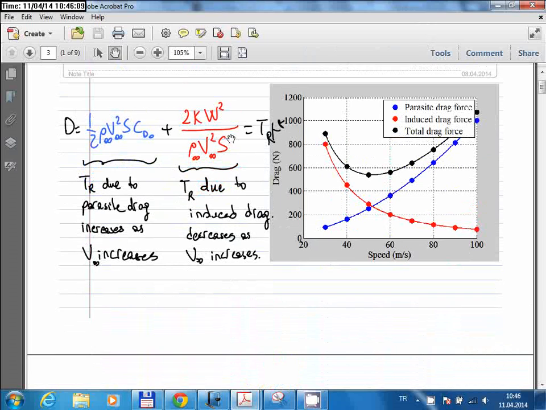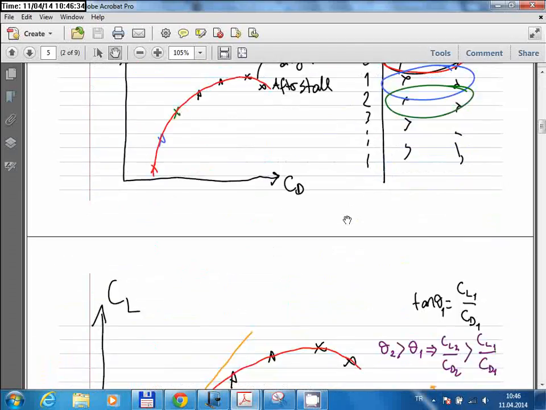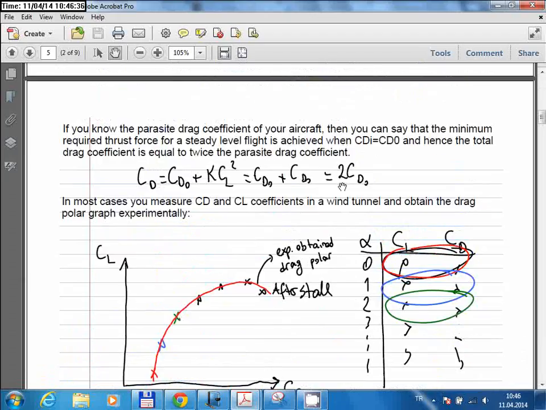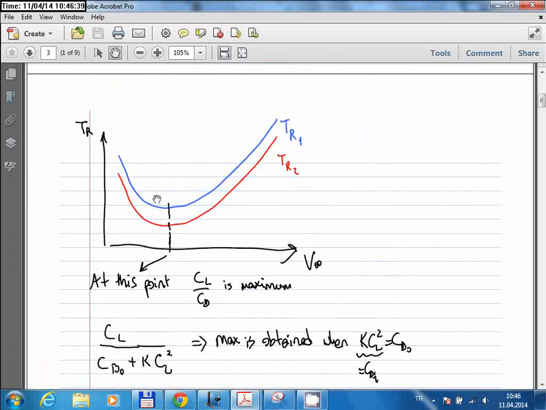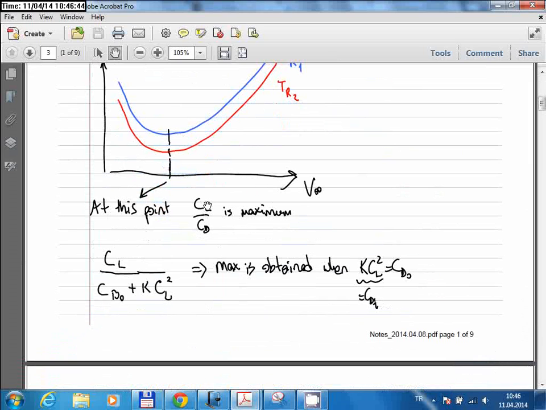So from this equation we obtained this equation for the drag force, and this drag force has dependence on the flight speed, obviously. So the two parts have different dependencies. One part decreases with increasing speed, and the other part increases with increasing speed, and if you add the two you get this curve. Okay, and then I showed you that the minimum point where the drag force becomes minimum corresponds to the case where the lift to drag ratio is maximum.